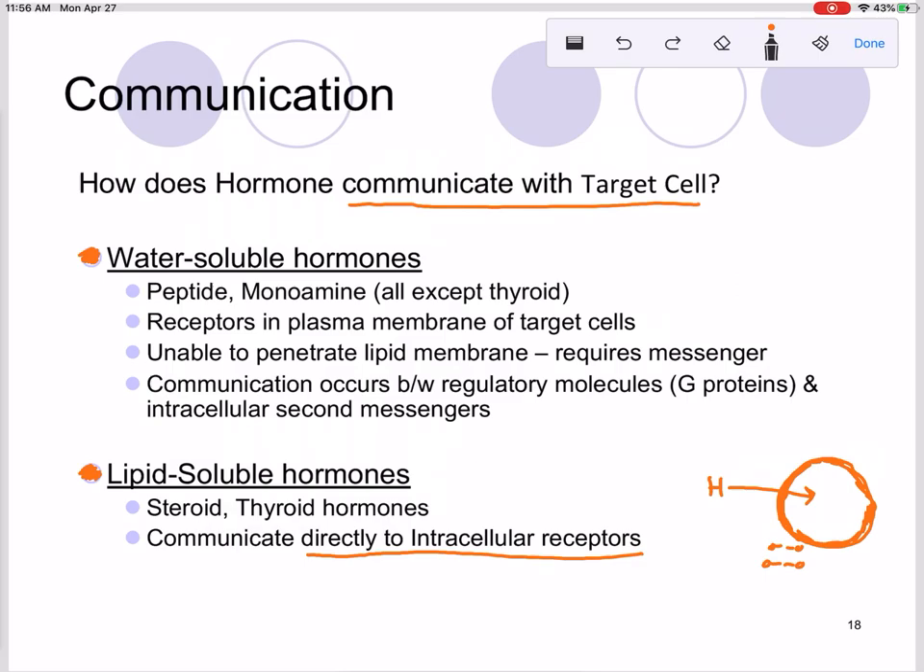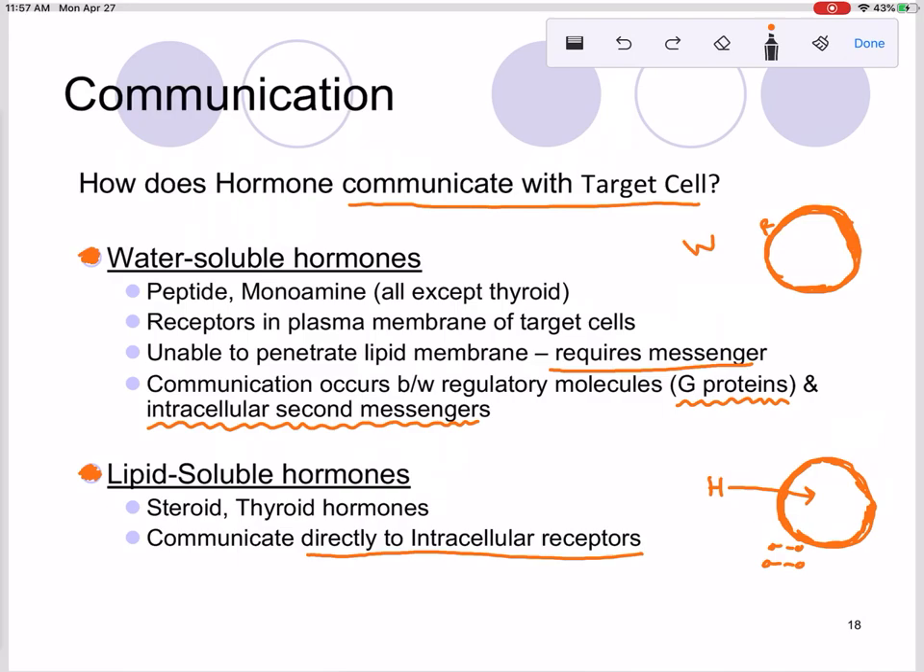Whereas the water-soluble hormones can be transported in the blood easily because they're water-soluble. But once they get to that target cell, the target cell membrane is made up of lipids. It's kind of a funky cell membrane there. These water-soluble hormones cannot go straight through because they're not lipid-soluble, they're water-soluble. So because of that, these water-soluble hormones require a messenger. And we're going to give an example of that in a little bit. Typically, that messenger involves G proteins and intracellular second messengers.